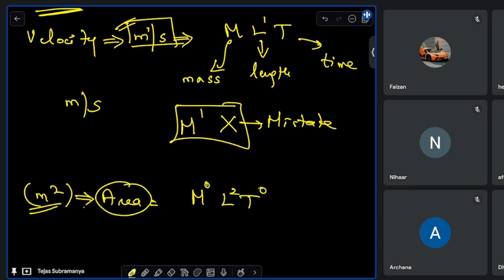Fine. Now, if you ask me, sir, what if I ignore MLT and just write L2? Will I get marks? You will get marks. Fine. It is just that I am not used to this. It is just that I am not used to writing L to the power 2 and T to the power 1 separately.